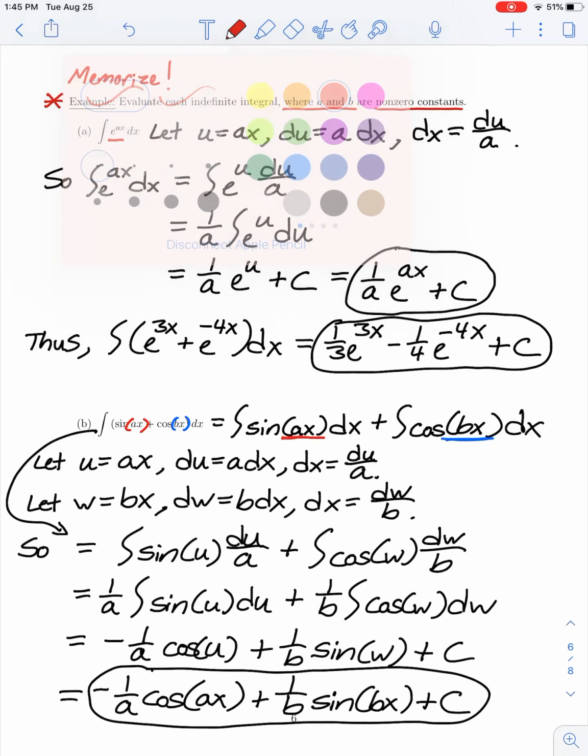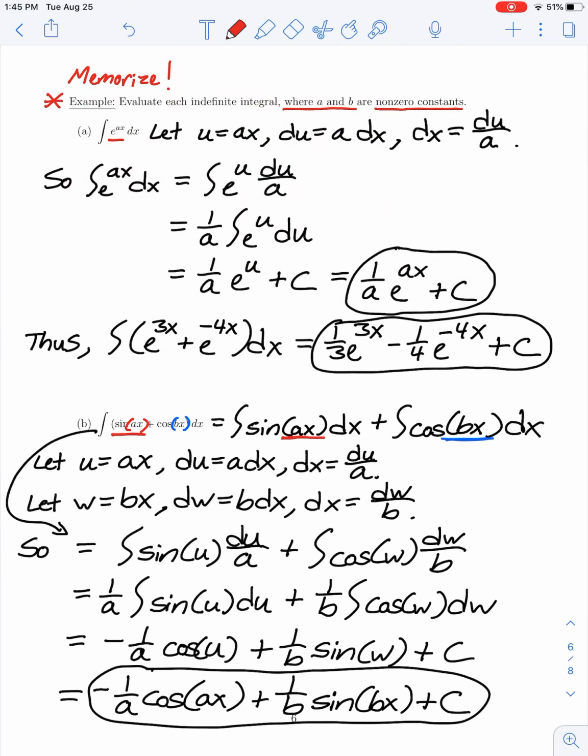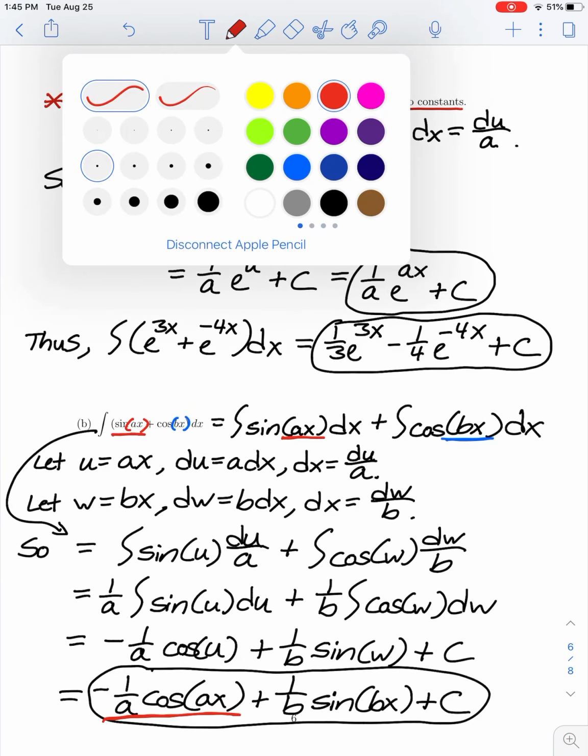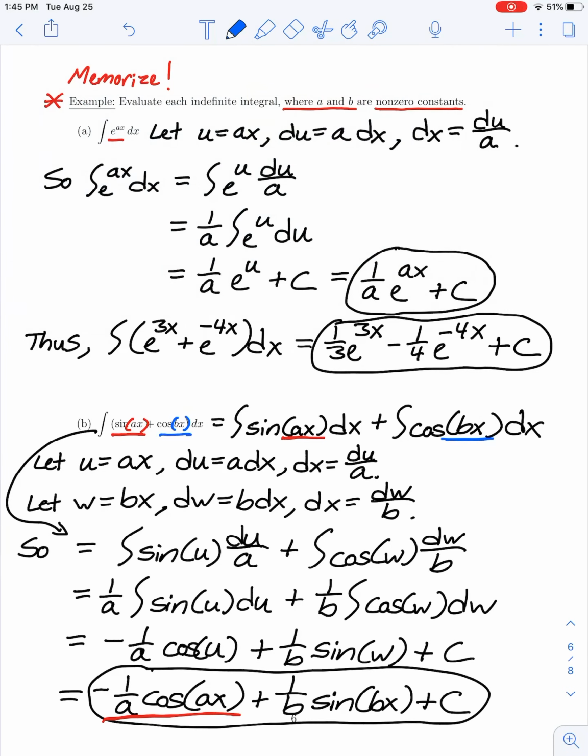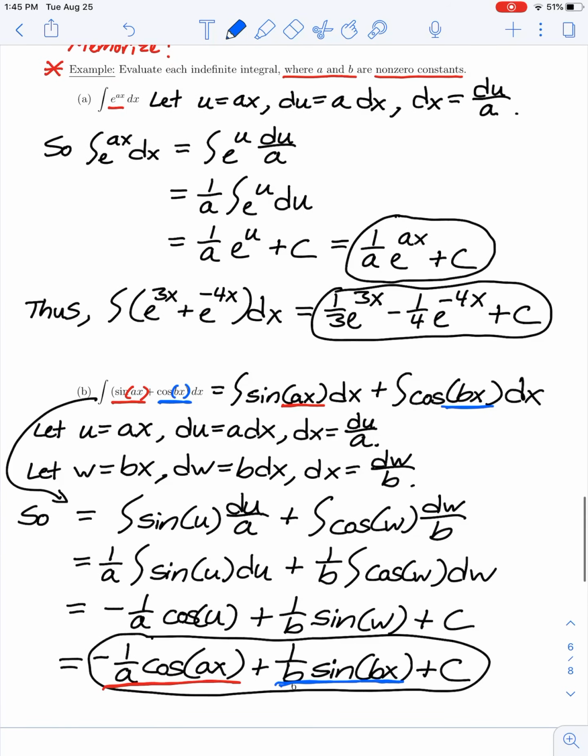So in summary, the antiderivative of sine of a constant times x is negative 1 over that constant a times cosine of ax, and the antiderivative of cosine of a constant, b times x, is 1 over that constant times sine of that constant times x.